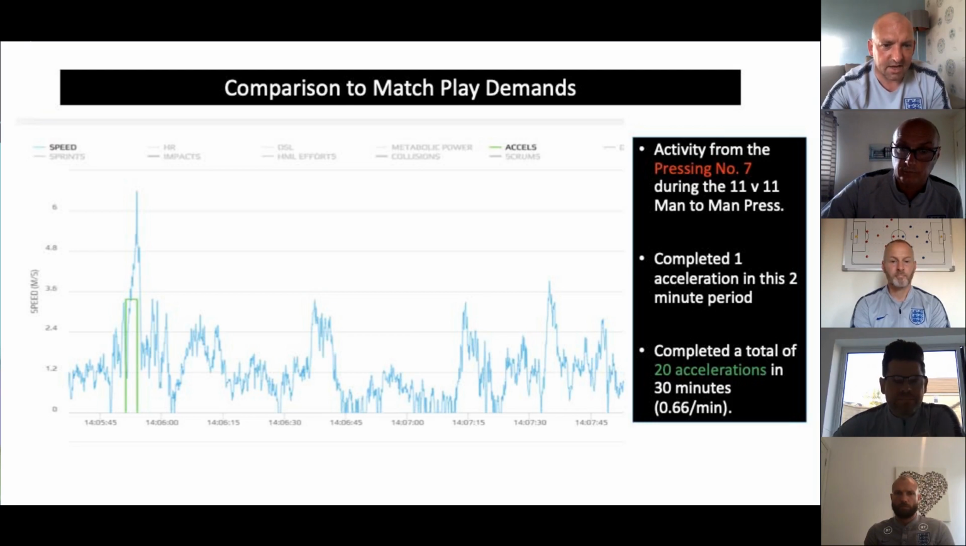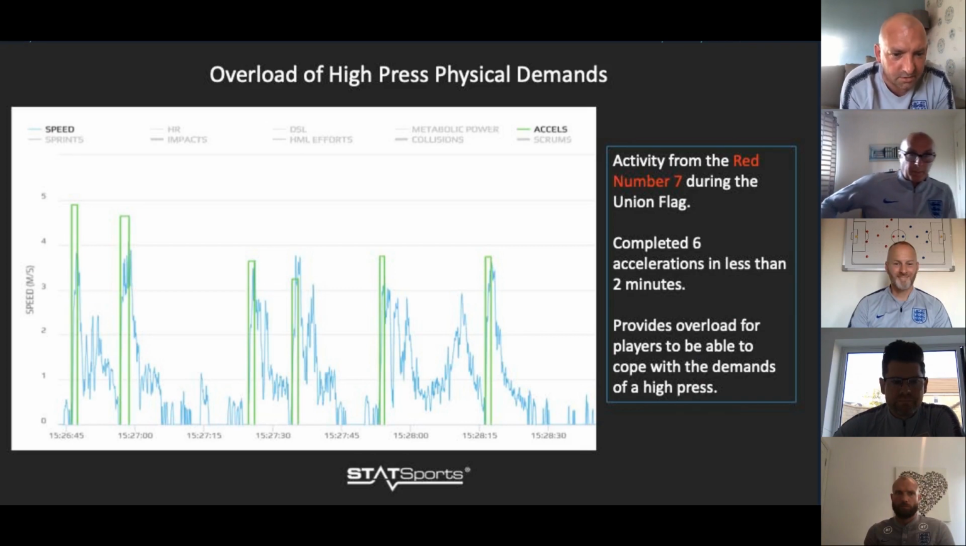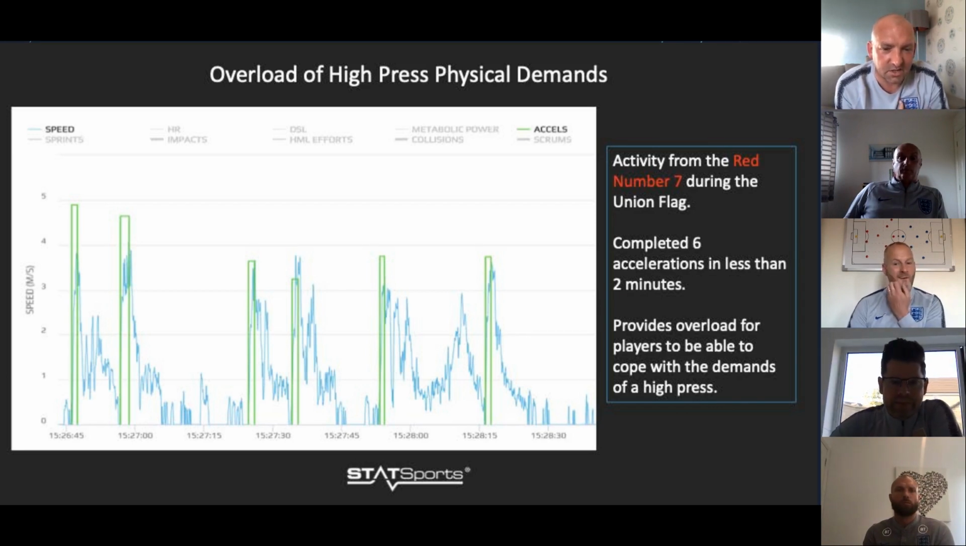Now, the next figure is, you'll be pleased with this, Levo, because this is the session that you put on. So this is the Union flag practice. Yes. So this is the same player pressing in the Union flag practice in a 2-minute period. And what we see here is that he has to do 6 hard accelerations in a 2-minute period. So this just shows that the practice is getting the player to accelerate hard with a lot more repetition than he would in a typical 2 minutes of the 11v11 practice that he was doing.